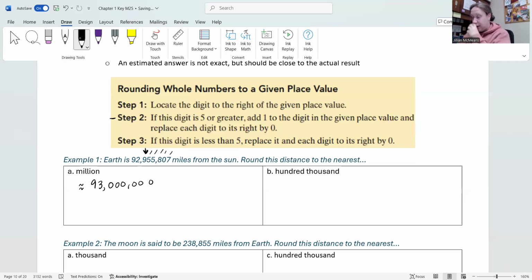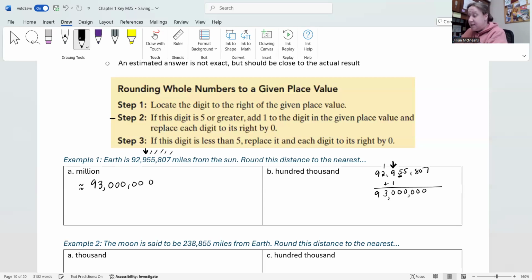Well, what's that going to look like? So let's see here. We get 92,955,807. We know this is our rounding digit. We know that to the right of that we have a 5, so we have to add 1 to the rounding digit. Well, shoot, when I add 1 to the rounding digit, that makes it a 10. So think about how we add and carry. So 9 plus 1 is 10, so I keep a 0, I carry a 1. That makes the 2 plus 1 a 3. The 9 stays the same. And then remember, everything after the rounding digit becomes a 0. So 5, 5, 8, 0, 7, all zeros.